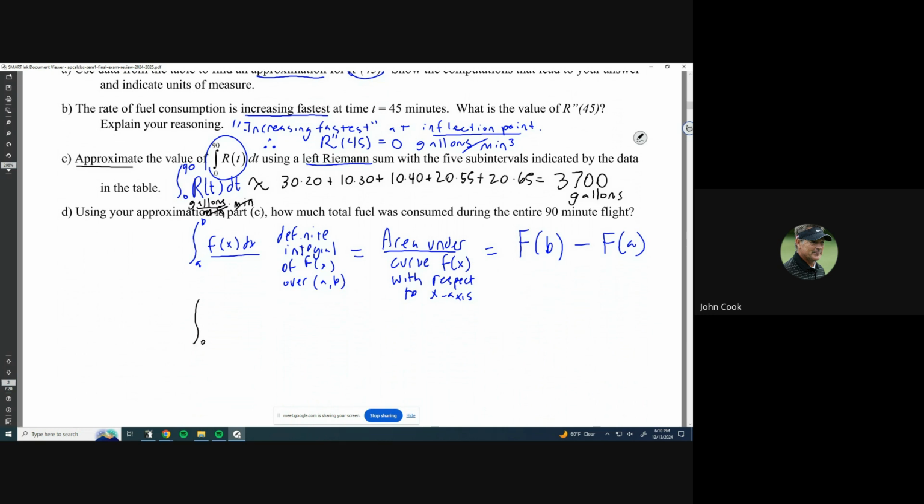The integral of R of t dt, which we know is about 3,700 gallons. So I think that's all it's asking to find. Gallons consumed, maybe. That's interesting. I've never seen a problem where it just asks the same thing back to back, but whatever. All right, there's C and D.